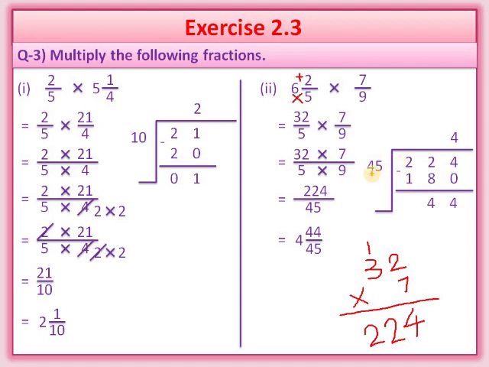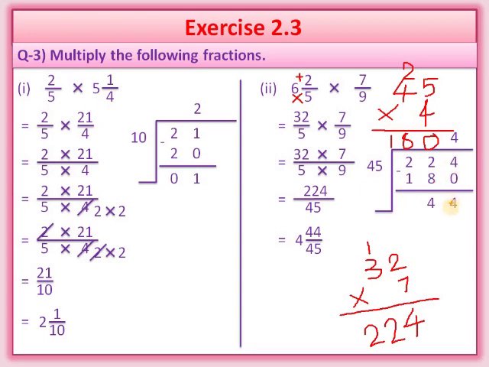So beta, if you multiply 45 by 4, you will get 45 multiplied by 4. Okay, 5 fours are 20, 4 fours are 16 plus 2 is 18. Did you understand? So 45 fours are 180.